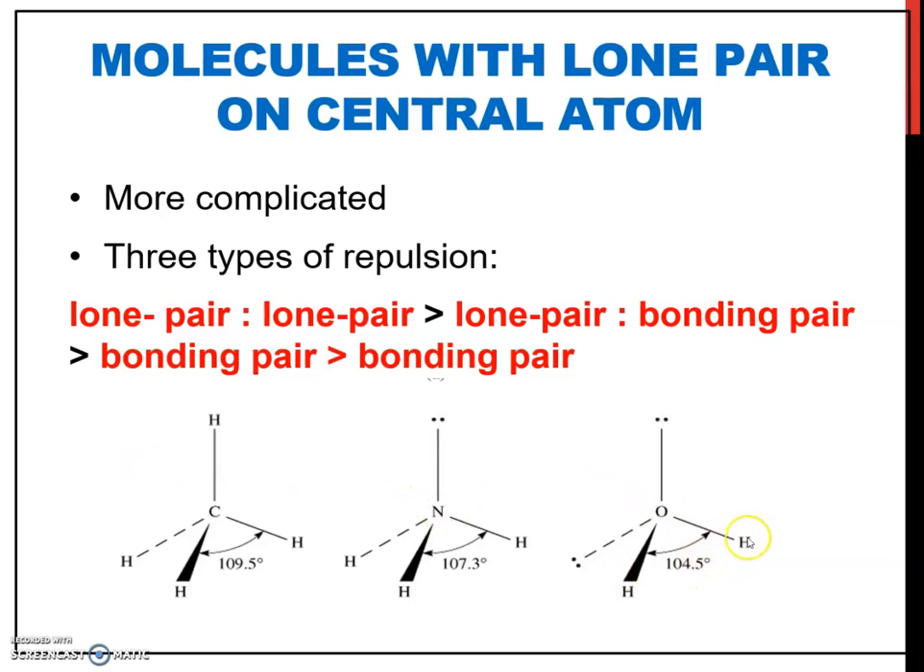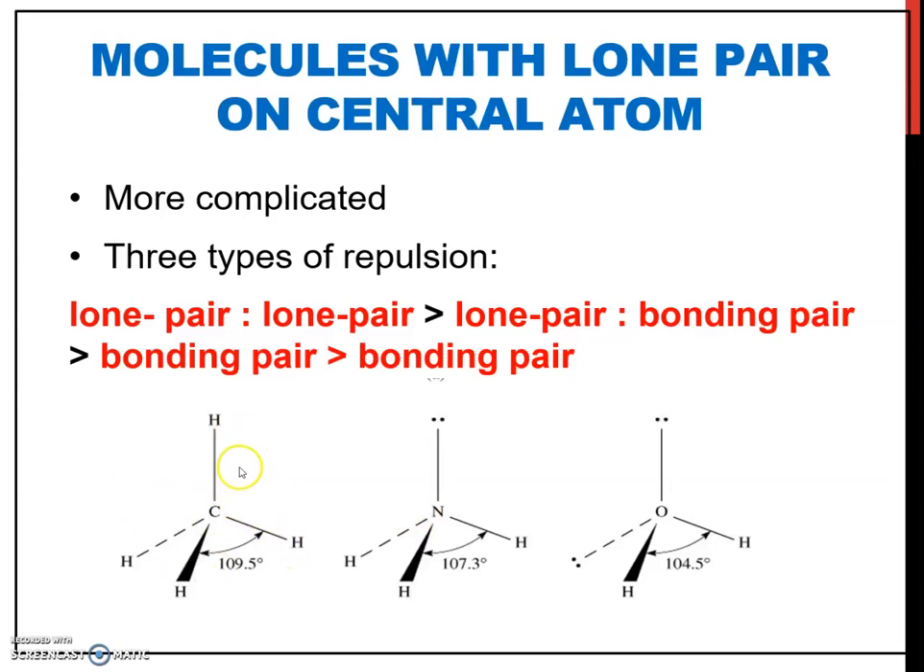Okay, so the repulsion between the three molecules, the highest repulsion is for this one, between lone pair and lone pair. So lone pair and lone pair has higher repulsion compared to lone pair and bonding pair. Okay, pada second molecule, lone pair and bonding pair, the repulsion is higher than bonding pair and bonding pair.